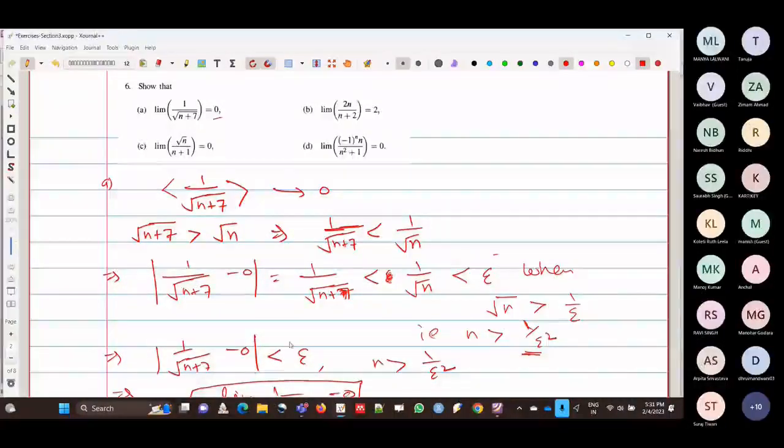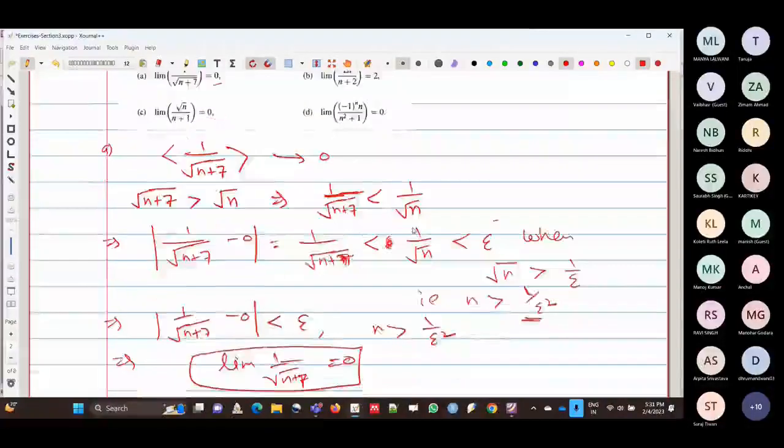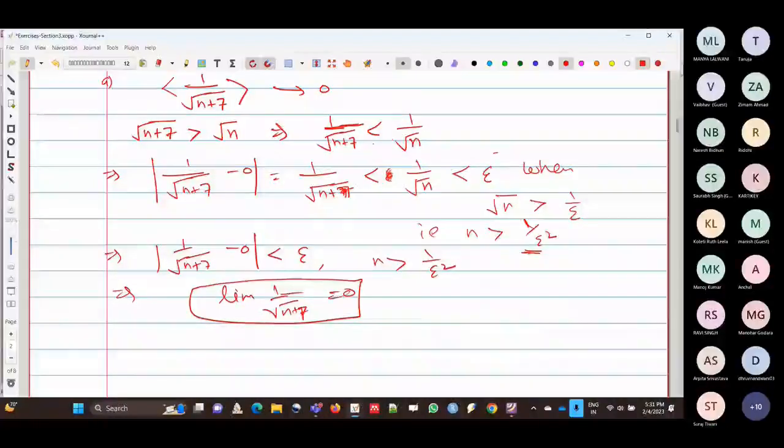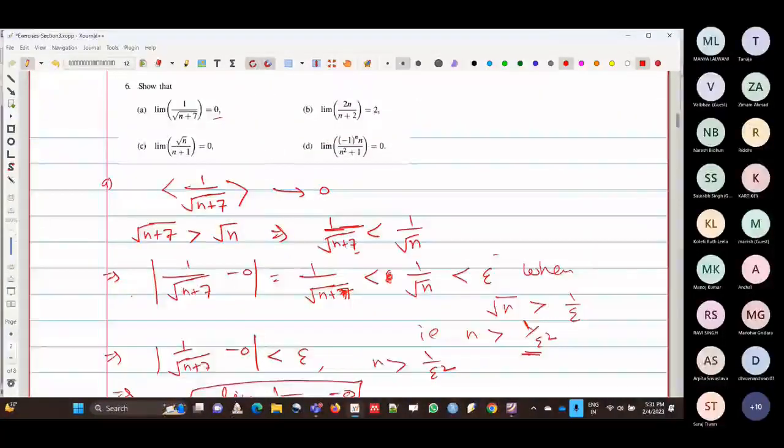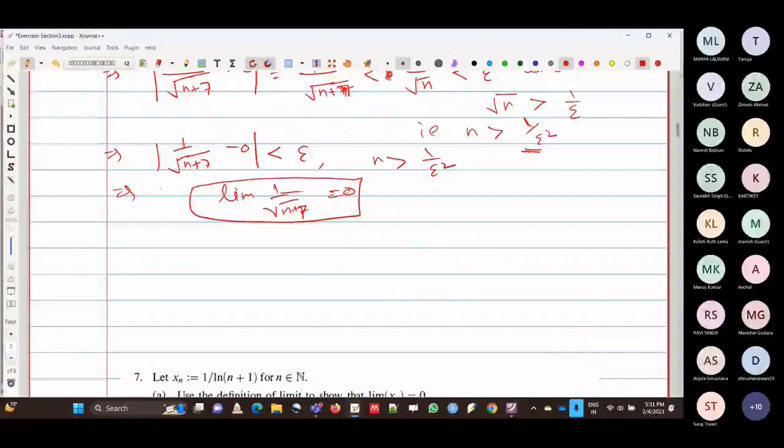Okay. So in a similar way, we can do other questions also. One more thing, if you don't want to remove this 7, you can directly compute. Let me show you how you can do this. Is there any question? Okay.